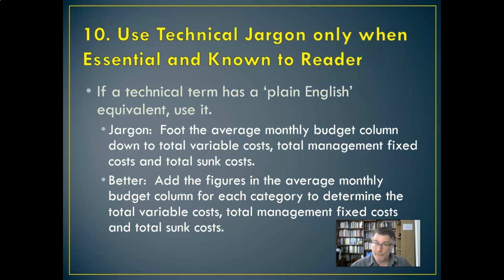Oh, okay, that's a word again, right? Add the figures in the average monthly budget column for each category to determine the total variable costs, total management fixed costs, and total sunk costs. Okay, notice again, not only was it clear, but what do I have to do? Add the figures, right? Oh, that's it. And not only that, it starts the sentence, the very first thing I read in the sentence, add the figures. Very straightforward. So that's pretty well it. 10 ways to write more effective business letters and memos and emails. And I shall be back very shortly with the last set of slides for this week.